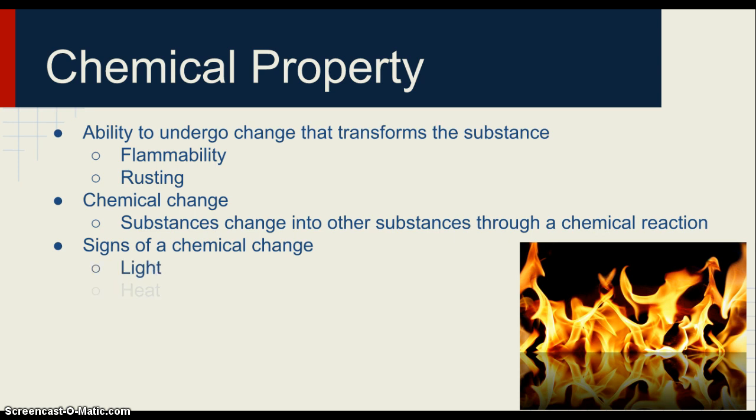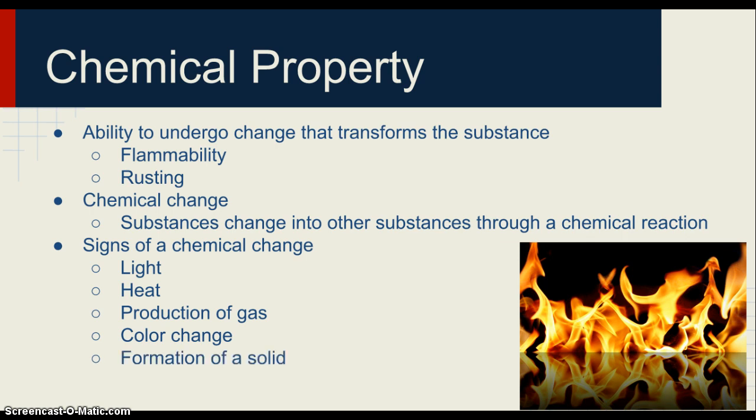Light is produced. Heat is transferred, so either the substance becomes warmer or colder. You saw in the lab the other day, baking soda and vinegar, the temperature actually dropped. Production of a gas, which you also saw in the baking soda and vinegar lab. It made a lot of bubbles. A color change. Some color changes, if you take a piece of wood and you paint it, sure, it changes color, but that is not a chemical change. It's still a piece of wood. It just has paint on it now.